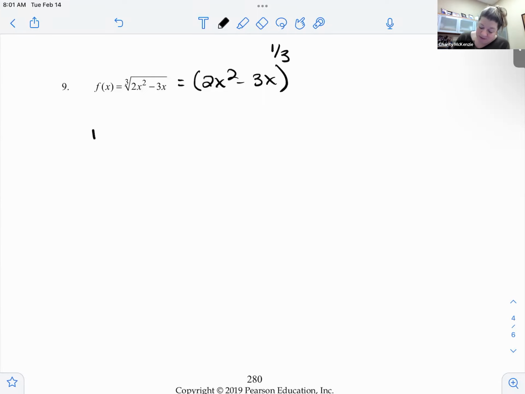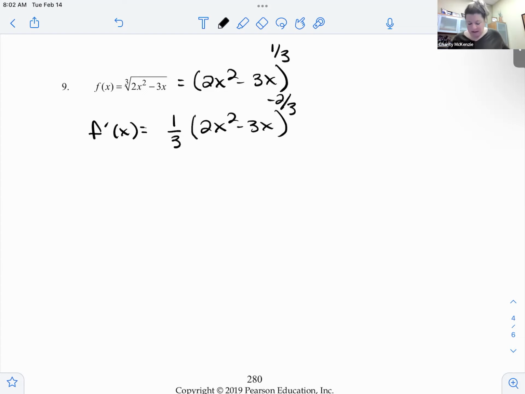So when we go to do the derivative, the 1/3 comes out front. Everything stays the same. What is 1/3 minus 1? 1/3 minus 1. 2/3? Is it negative or positive? Negative. So it's negative 2/3. Okay, then we would have to times it by the inside's derivative. So the inside's derivative, 2 times 2 is 4. Sometimes it might want this in a parenthesis. It kind of depends. So 4x minus 3 is our derivative of our inside.